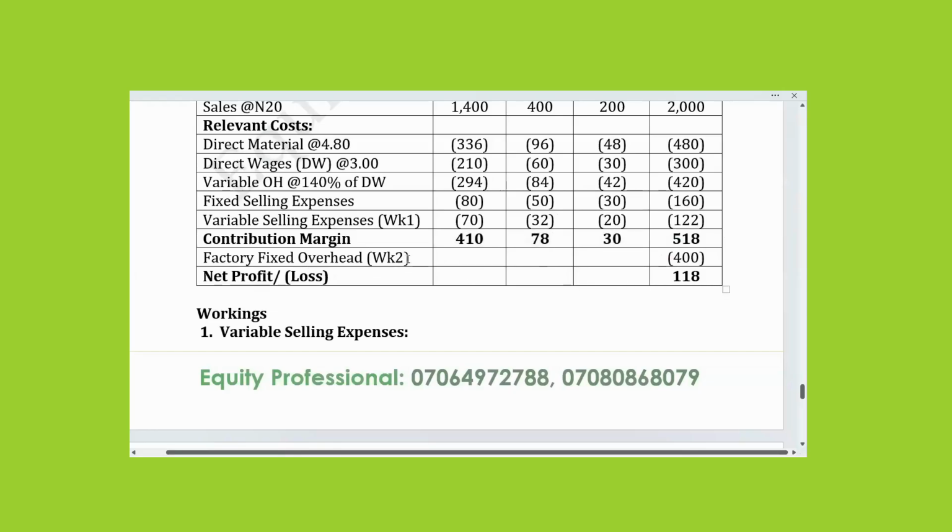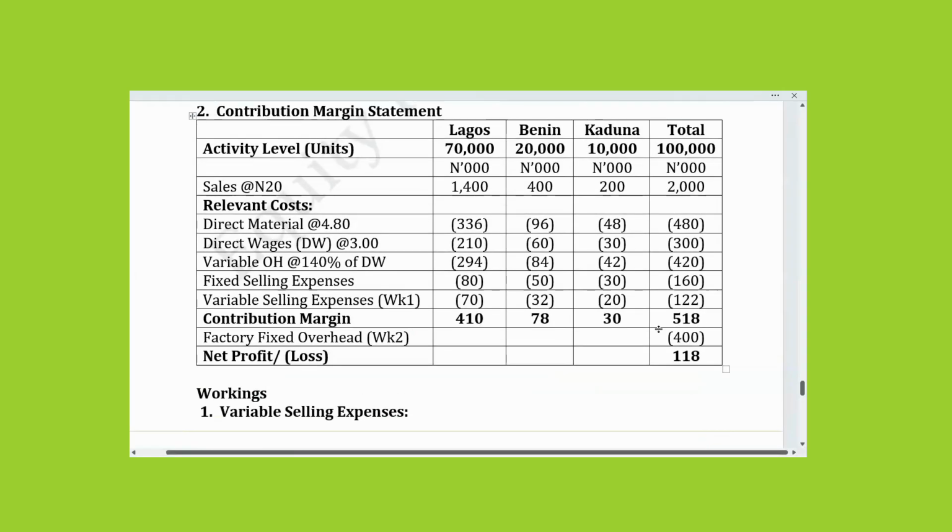Then, of course, for the company as a whole, the entire fixed overhead of 400,000 naira has already been incurred. So it is the company that will bear the 400,000, and that's why the 400,000 will go straight to the company, not relating to the depot. So every other thing will still remain the same.